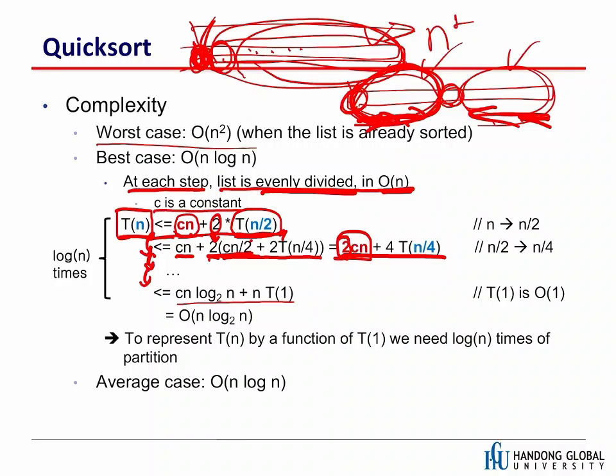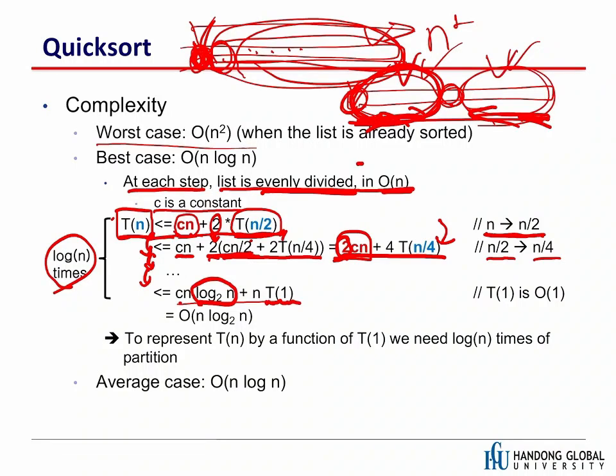Then the question is, how many lines do we need? Every time n goes to n over 2, and n over 2 goes to n over 4, etc. So basically we need log n iterations here. So instead of 2, we have log n here: Cn times log n. And then finally we have one element, and think about this one.